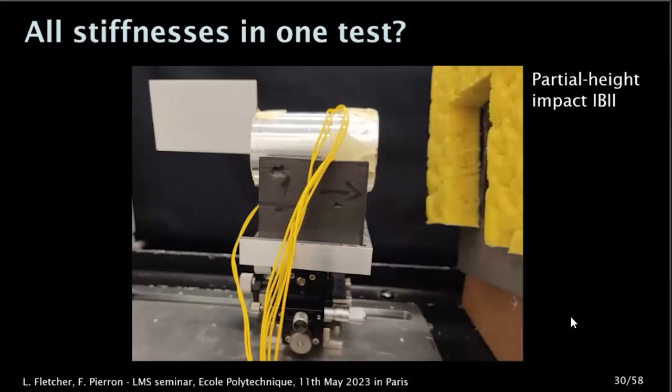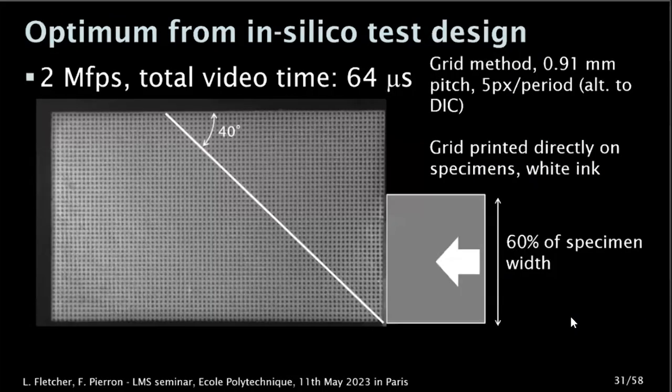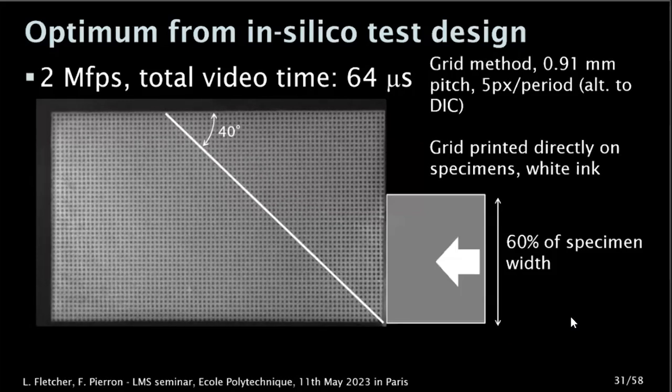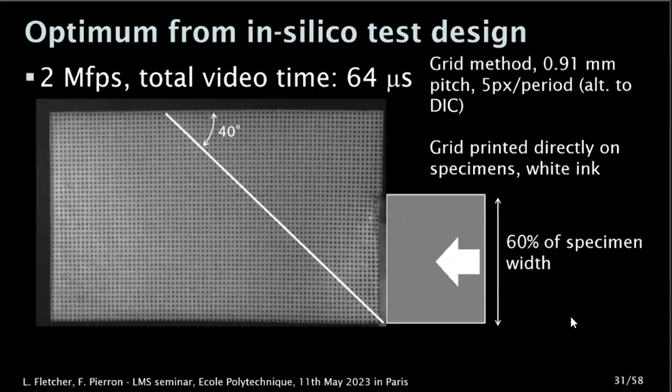And so we've devised this partial height impact test. So again, another degree of freedom to try to get more heterogeneous stress and strain fields to obtain more information. So this is the kind of images you get. You can see here the specimen being impacted. So it slightly rotates as well, which also creates some more difficulties for the measurements.